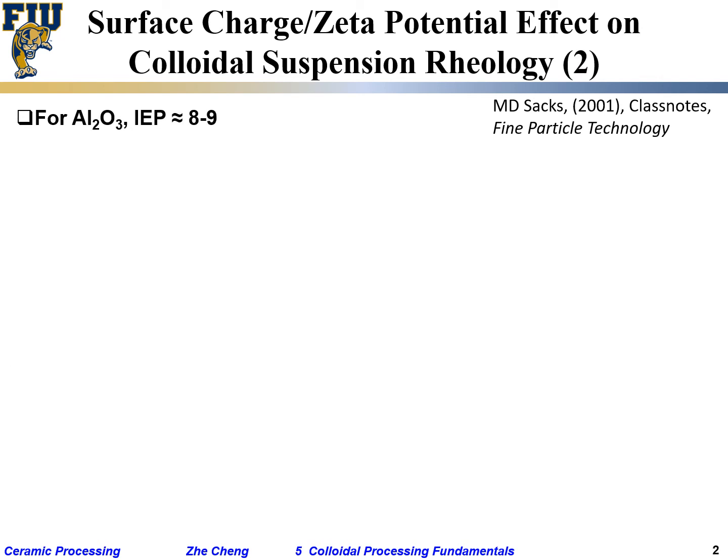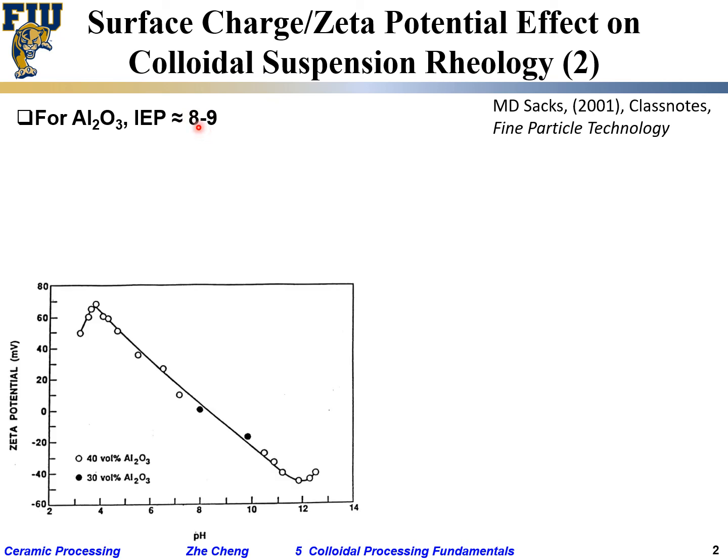Let's look at another related example. We are looking at aluminum oxide, IEP 8 to 9, which means the zeta potential is zero around the middle, 8 to 9, with little charge. At low pH, I have more positive zeta potential. At high pH, more negative zeta potential. Okay?